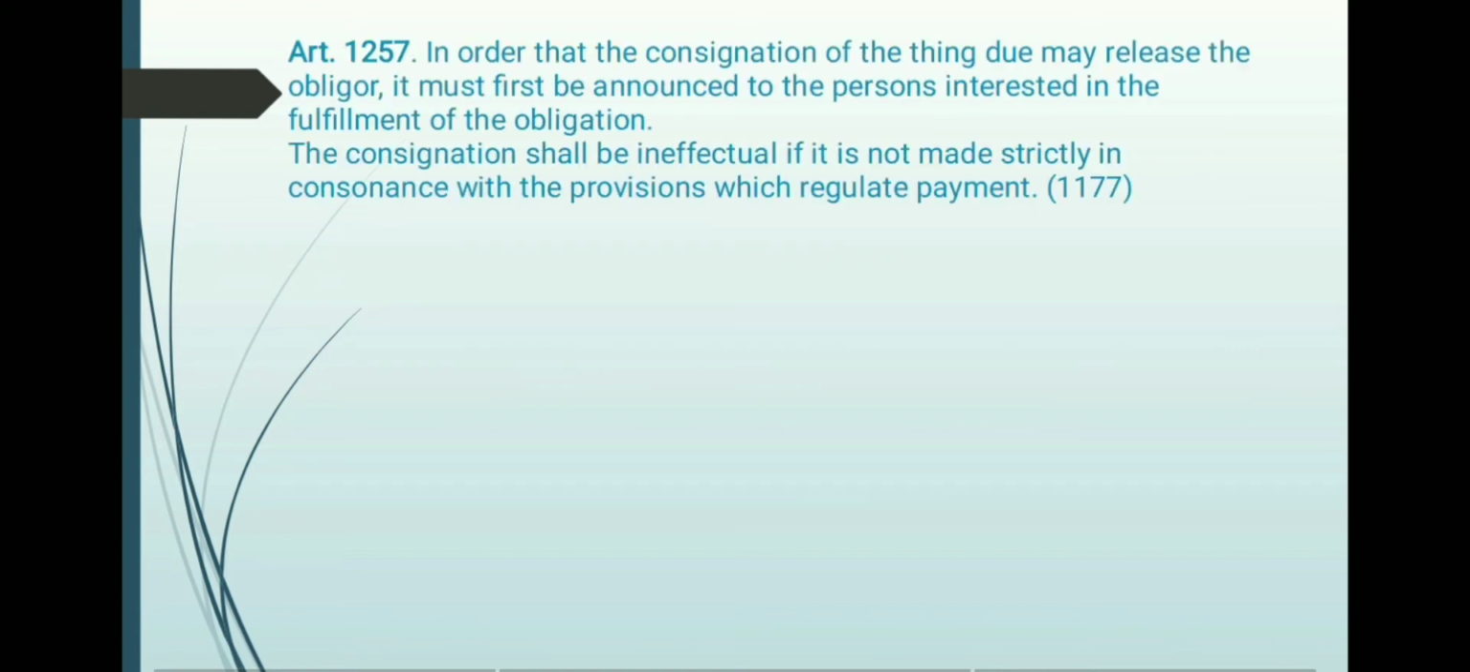Article 1257. In order that the consignation of the thing due may release the obligor, it must first be announced to the persons interested in the fulfillment of the obligation. The consignation shall be ineffectual if it is not made strictly in consonance with the provisions which regulate payment.